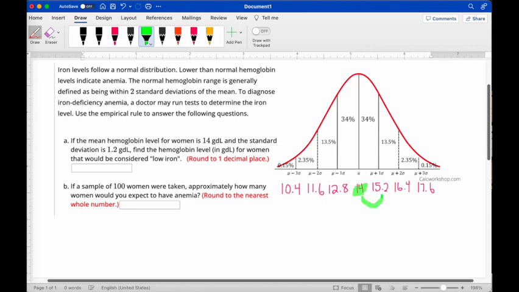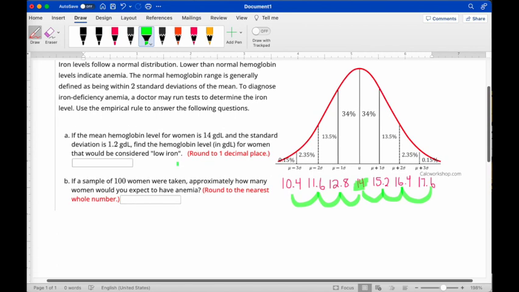So going this way, I'm going to keep adding 1.2 for each of the standard deviations. And then going to the left, I'm going to subtract 1.2. So if the normal range is within 2 standard deviations, that would be from the center out this way and this way. So everything that I'm highlighting in green here is considered normal.